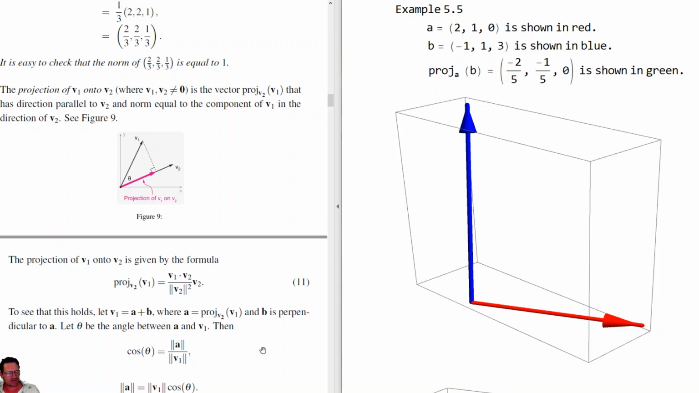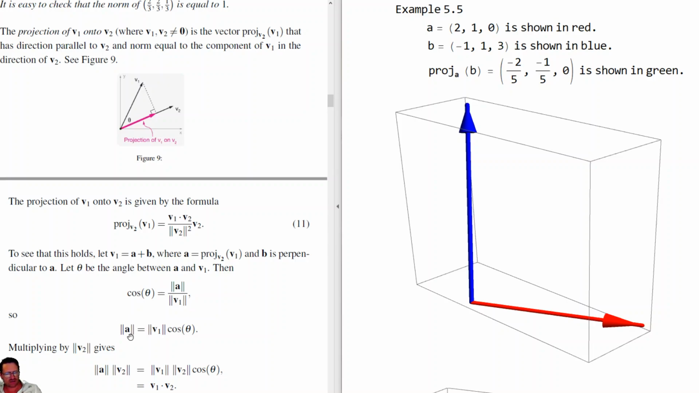All right, so to see that this holds, let v1 equal a plus b, where a is the projection of v1 onto v2, and b is perpendicular to a, right? So that a and b add up to v1, and what we're interested in here is the projection. Let theta be the angle between a and v1. Then cos of theta is the norm of a over the norm of v1. Okay, so rearranging this, the norm of a is the norm of v1 cos theta. Remember, a is the projection that we're after.